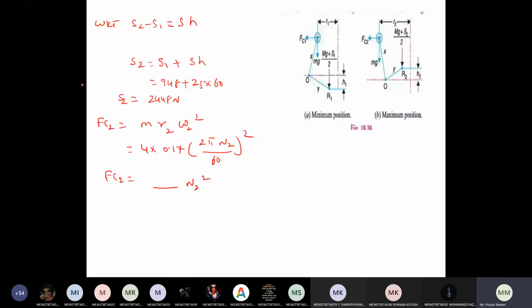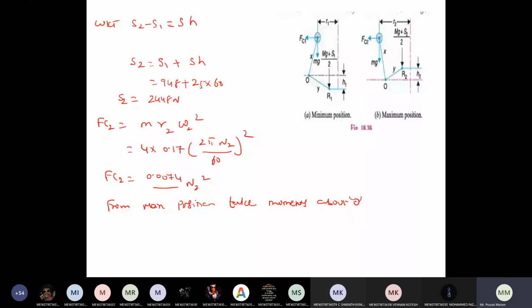.45, okay? That is 0.0074 into square, okay? Now from maximum position, take the moments about O. I'm writing here. From maximum position, take moments about O. Can anyone give the answer?